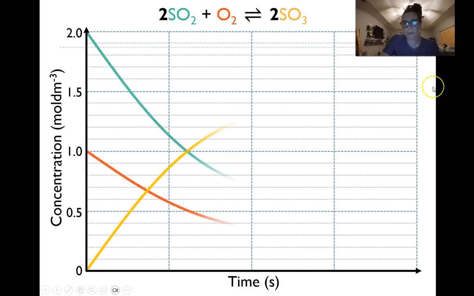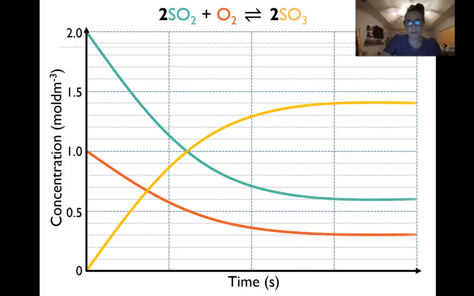Let's look again at this example reaction. So we have 2 sulfur dioxide molecules combining with 1 oxygen to form 2 sulfur trioxide molecules, where the sulfur dioxide is represented by the green, the oxygen by the orange, and the sulfur trioxide by the yellow. So you can see that the sulfur trioxide at the start of the experiment is 0. There is no product. However, we're starting with 2 molar sulfur dioxide and 1 molar oxygen gas. And you can see over time both the oxygen and the sulfur dioxide go down and the sulfur trioxide goes up until it reaches equilibrium about right here when all 3 lines level out.